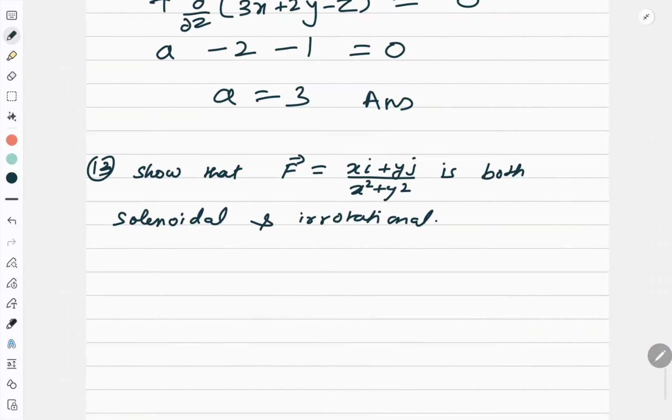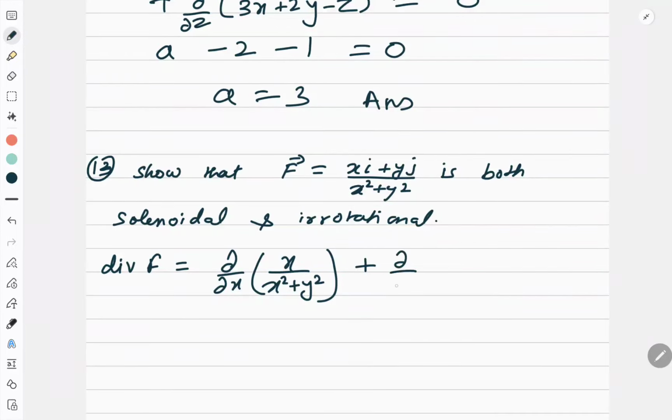Now come to this. This question again is very important. You have to prove that it is both solenoidal and irrotational. Solenoidal means you have to find out the divergence of F. So divergence of F is what? Dou by dou x of the coefficient of i, which is x upon x square plus y square. Correct? Plus dou by dou y of y upon x square plus y square. Plus dou by dou z of 0 because there is no k. So now next, if I want to find dou by dou y, apply the differentiation of division rule, the quotient rule. Differentiation of x is 1.